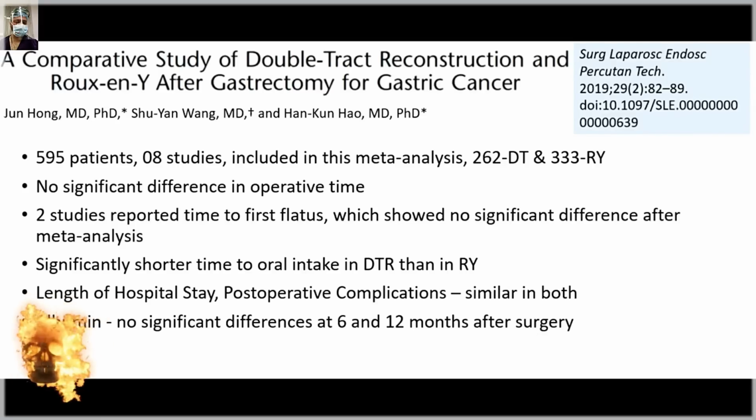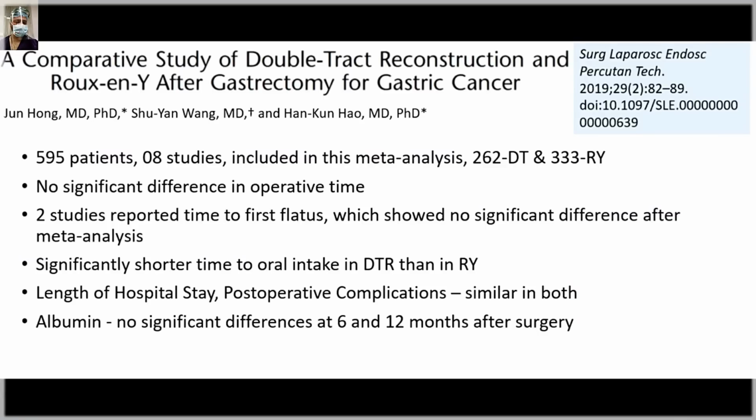This is another study, a comparative study of double tract reconstruction and Roux-en-Y gastrectomy for gastric cancer, published in 2019. It is a review article which included 595 patients and a total of 8 studies. In this meta-analysis, there are 262 double tract reconstruction and 333 Roux-en-Y reconstruction. They reported that there was no significant difference in the operative time. Out of 8 studies, 2 studies reported time to first flatus, which showed no significant difference after meta-analysis, and there was significantly shorter time to oral intake in double tract reconstruction than Roux-en-Y.